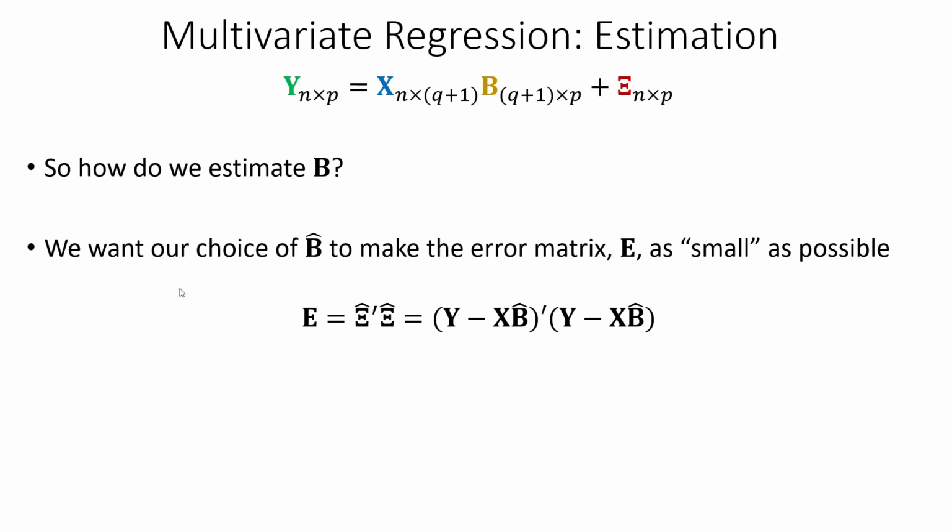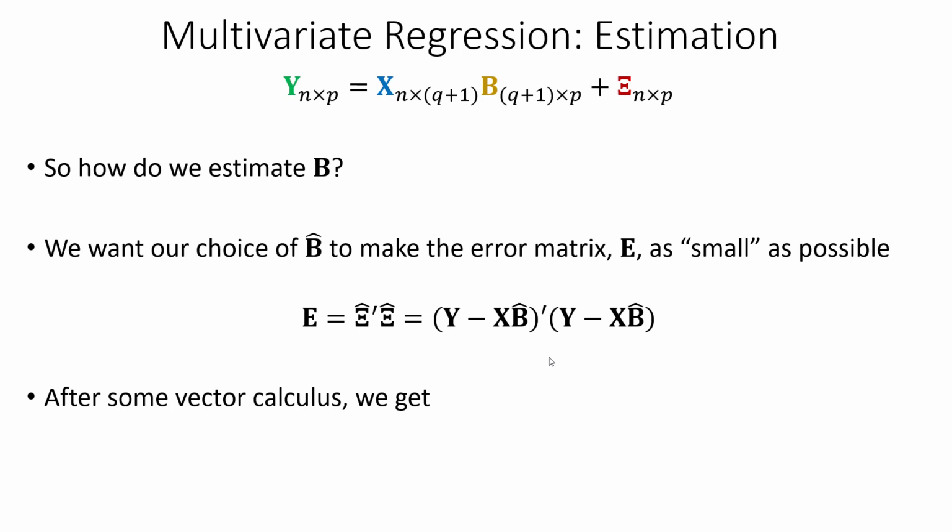In order to determine the size of a matrix, we usually take the determinant, but you can't take the determinant of an n by p matrix. So instead we'll do our error matrix transpose times the error matrix again. That's kind of squaring it, and now we'll end up with a p by p matrix that we can take the determinant of. And the goal is to make that as small as we possibly can.